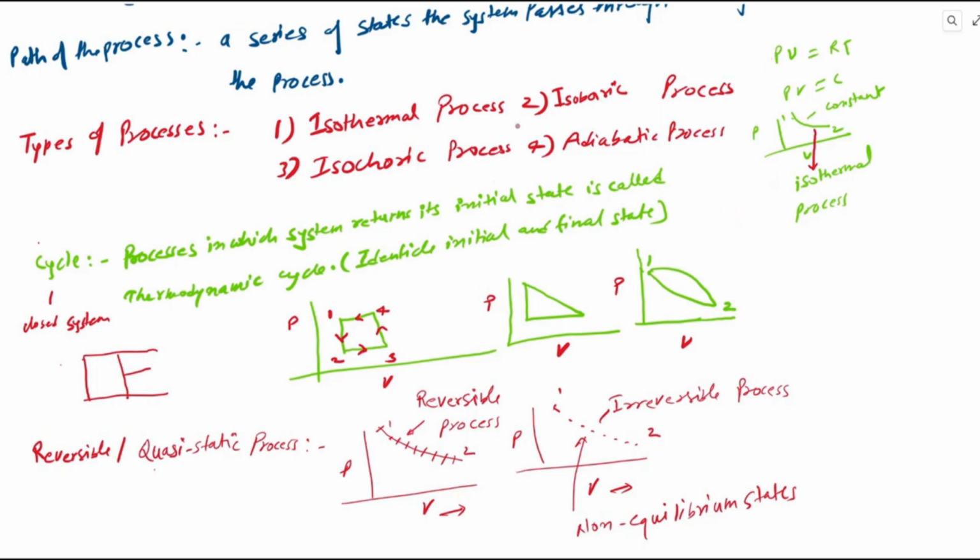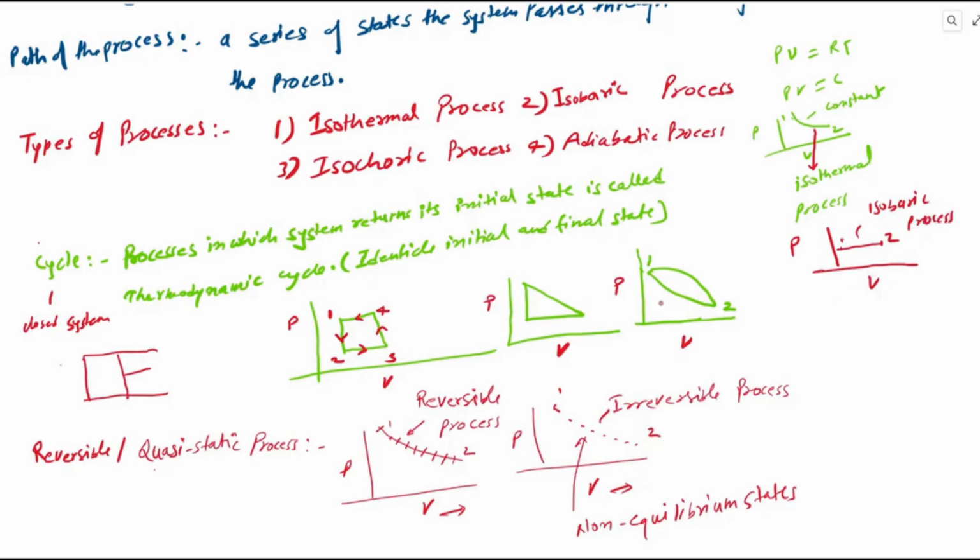Next one is the isobaric process. Isobaric, as its name indicates: bar is what we generally use to measure pressure, so iso means same and bar is pressure. In a PV diagram, the pressure is constant, so the process will look like this, a constant pressure line from state 1 to state 2. This process is called the isobaric process.